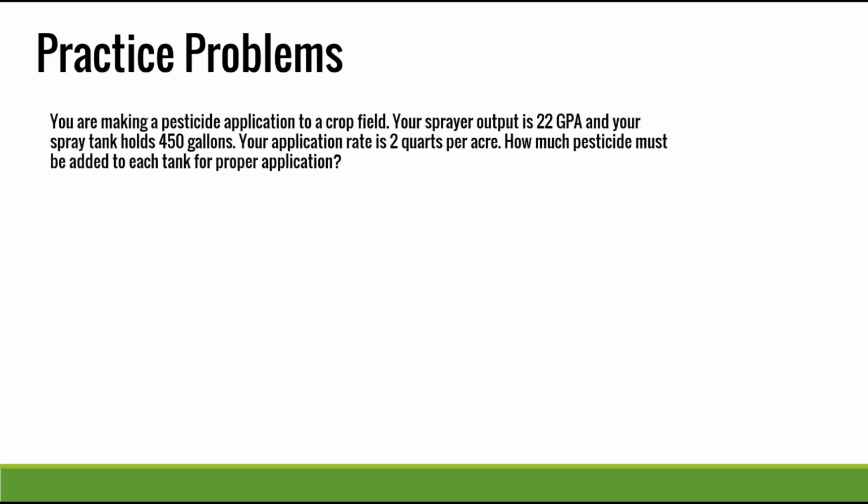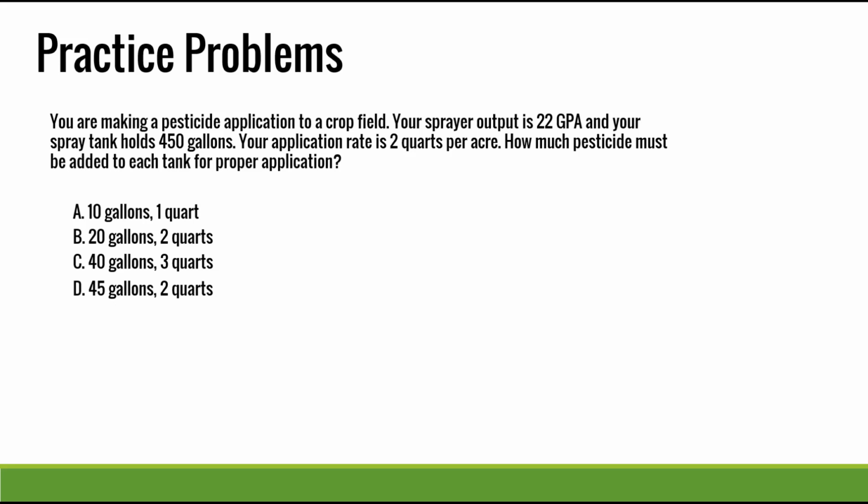This will be our final problem. You are making a pesticide application to a crop field. Your sprayer output is 22 gallons per acre and your spray tank holds 450 gallons. Your application rate is 2 quarts per acre, so how much pesticide must be added to each tank for proper application? Is it A, 10 gallons in 1 quart, B, 20 gallons in 2 quarts, C, 40 gallons in 3 quarts, or D, 45 gallons in 2 quarts?